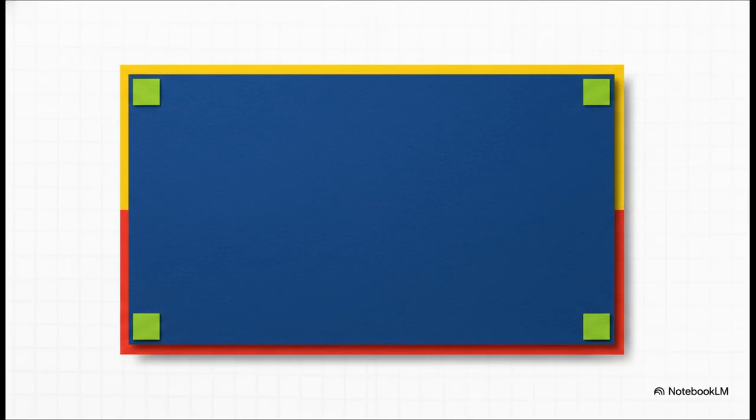Now, what happens if you take that parallelogram and force all its angles to be exactly equal right angles? You get a shape we all know and love, the rectangle. A rectangle is really just a super specialized parallelogram where opposite sides are equal and every single corner is locked in at a perfect 90 degrees.